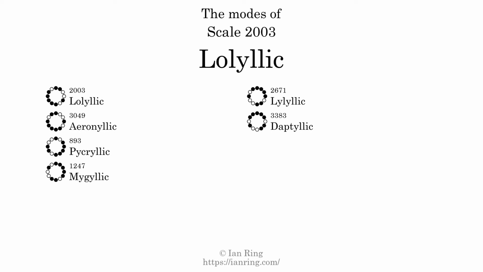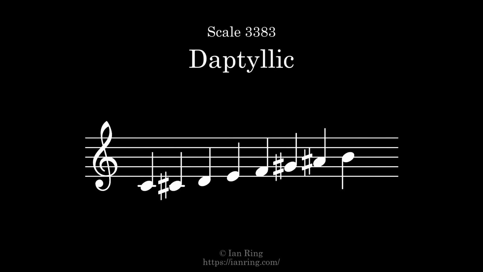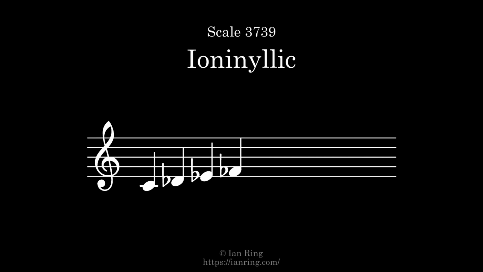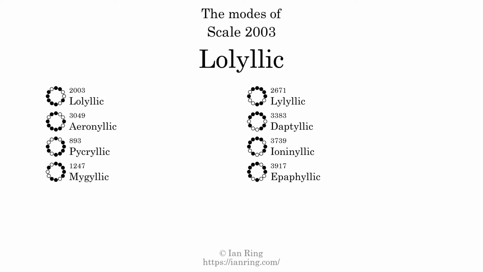The sixth mode is Scale 3383, also known as Daptylic. It sounds like this. The seventh mode is Scale 3739, also known as Lolyllic. It sounds like this. The eighth and last mode is Scale 3917, also known as Imperfections. It sounds like this.